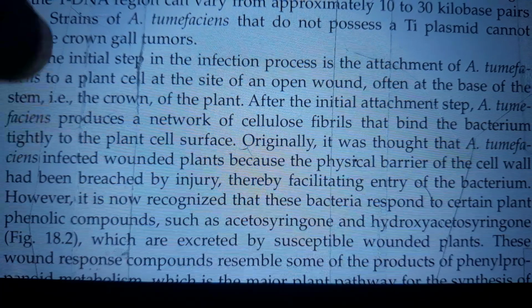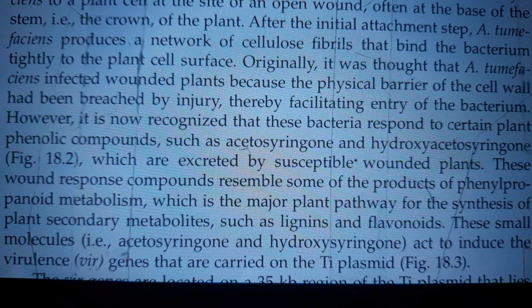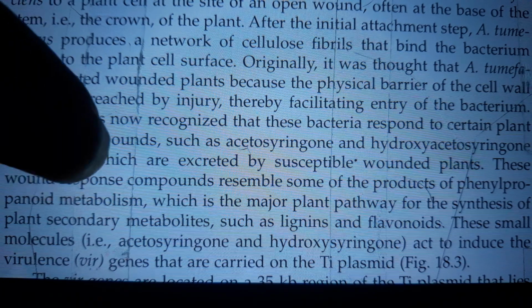The initial step of the infection process is the attachment of A. tumefaciens to a plant cell at the site of an open wound, often at the base of the stem, that is, the crown of the plant. After the initial attachment step, A. tumefaciens produces a network of cellulose fibrils that bind the bacterium tightly to the plant cell surface.